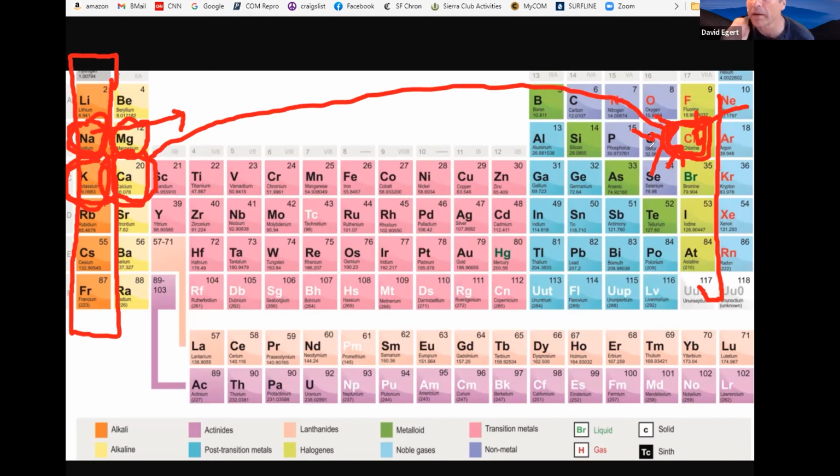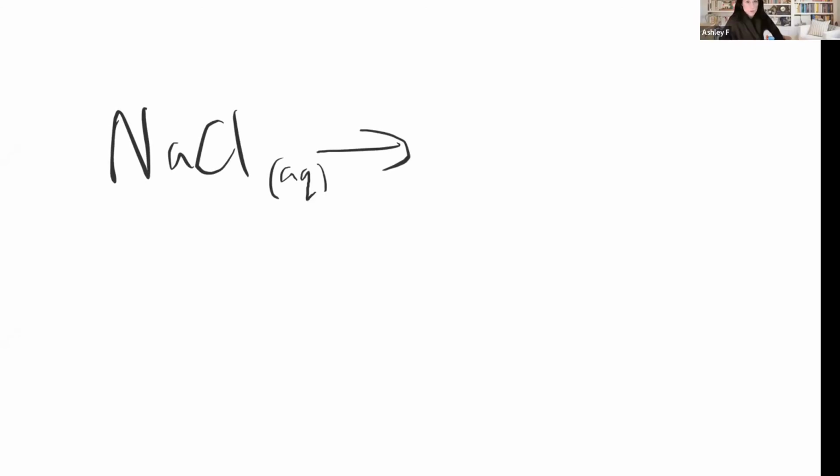It's another ionically bonded compound, except what's going to be the chemical formula for a molecule of calcium chloride? CaCl2. Yeah, because this calcium is going to give up 2 electrons, which means we need 2 chlorines to grab 1 each. It also means if you're looking at NaCl in an aqueous solution, it's going to ionize into what? Sodium and chloride.